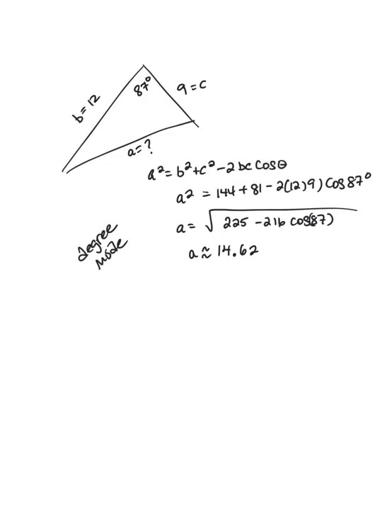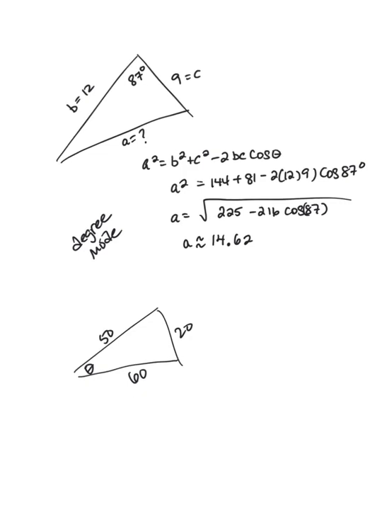Okay, let's use one to find an angle. Call this theta, 50, 20, 60. So here we would have 20 squared. Well, let me just write the formula out. C squared. Okay, this is my C.